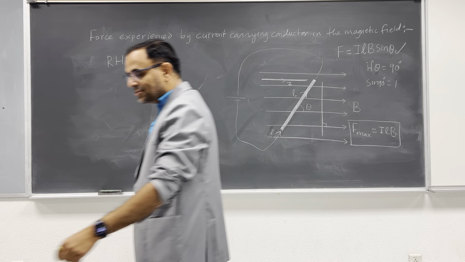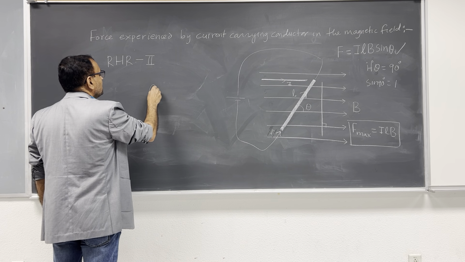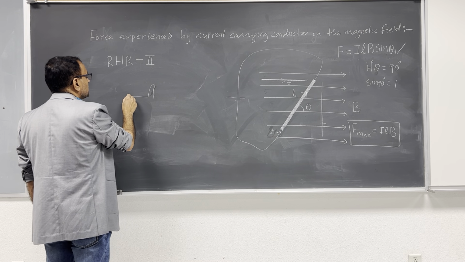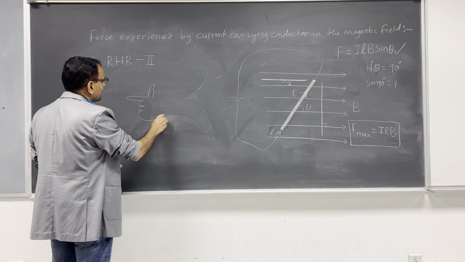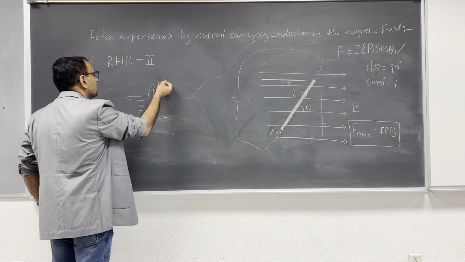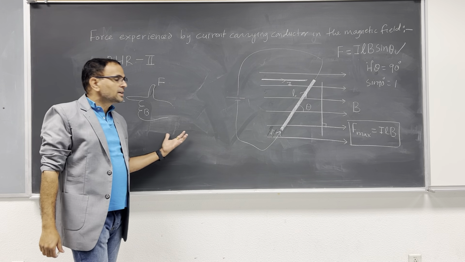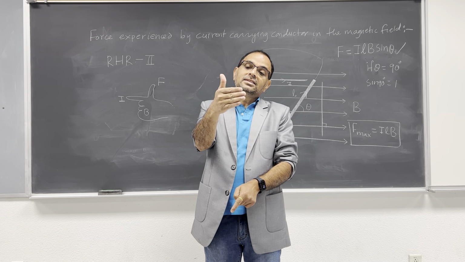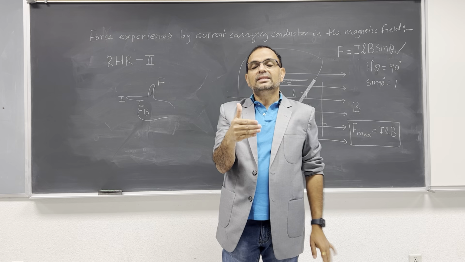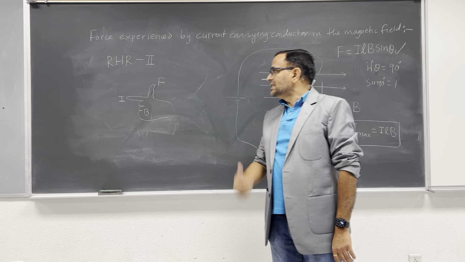Okay, so let me try to draw. I don't know if I can draw. It is something like this is the thumb, and this is your finger, like this. This is F, this is I, this is B. My diagram is not quite good, so please look at the textbook also. You can see here this is a current, this is a magnetic field, and this is the force. This is right hand rule number 2. It is important, you need to know this.